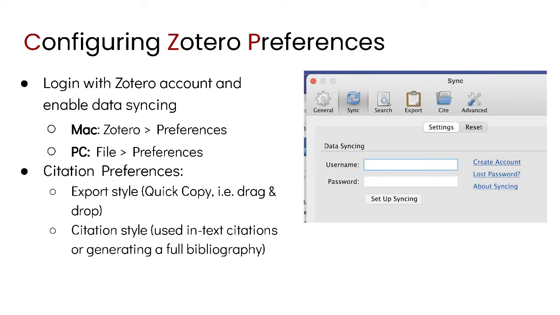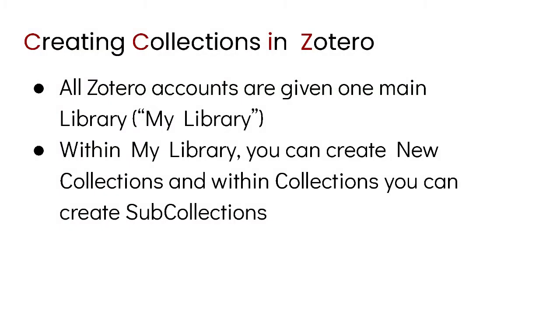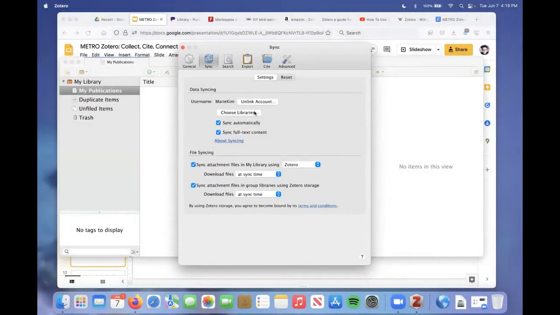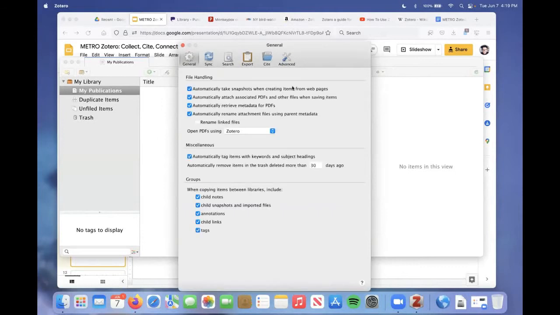And you can also set your citation style preference to be used in in-text citations, as well as generating a full bibliography within the context of a paper. So we're going to show you both of those things. I'm going to basically show you how to do this live. So in Zotero, here's where you put your username and password to enable your syncing. Zotero has a lot of preferences. Under general, I would say leave everything at the default, which is why I'm basically not even going to talk about it.